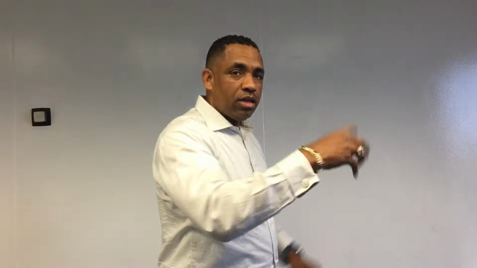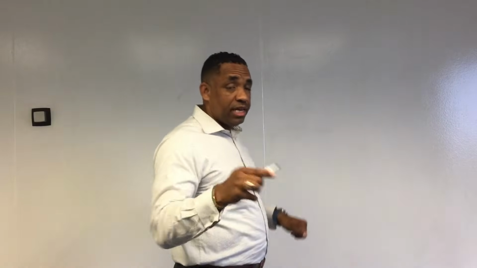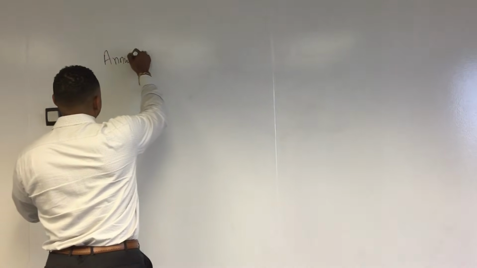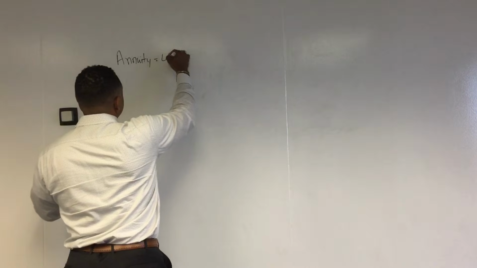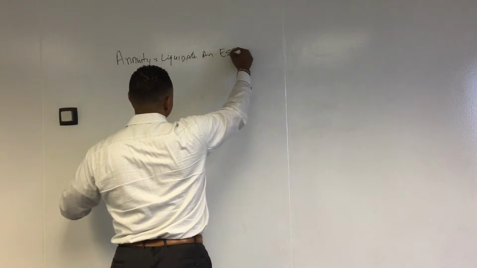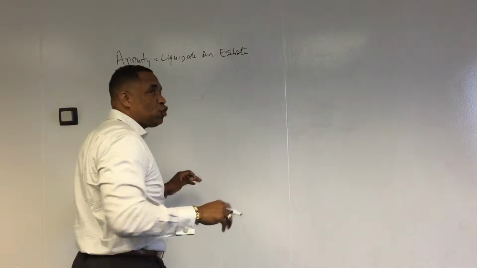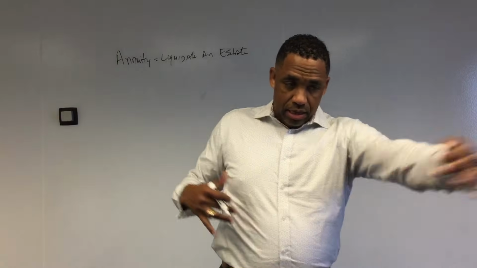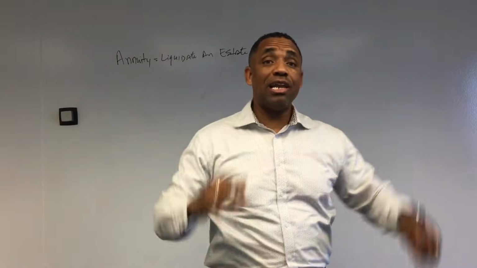All right? Annuities. The first lesson was life insurance. The purpose of life insurance is to create an estate. The purpose of an annuity is to liquidate an estate. Meaning you've got a lump sum of money, and the insurance company will help you stretch that money out to last the rest of your life.